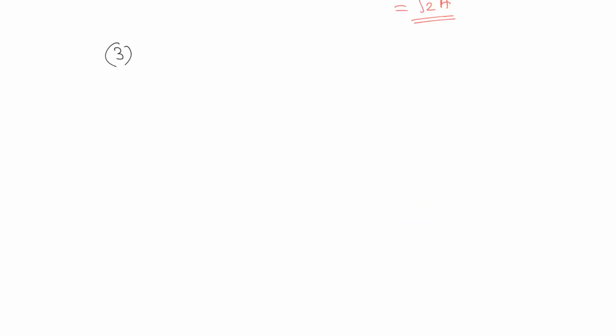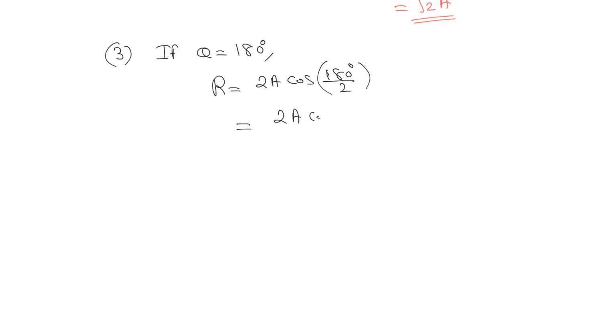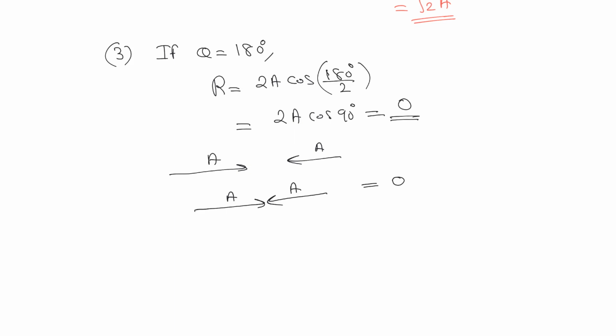Now we'll consider the third case, where theta is equal to 180 degrees. According to this equation, R = 2a cos(180/2), which is cos 90 degrees. We know that the value of cos 90 is 0, so the resultant is 0. The physical meaning: A vector and A vector are in the opposite direction, so adding two vectors of the same magnitude in opposite directions, we get a resultant equal to 0.